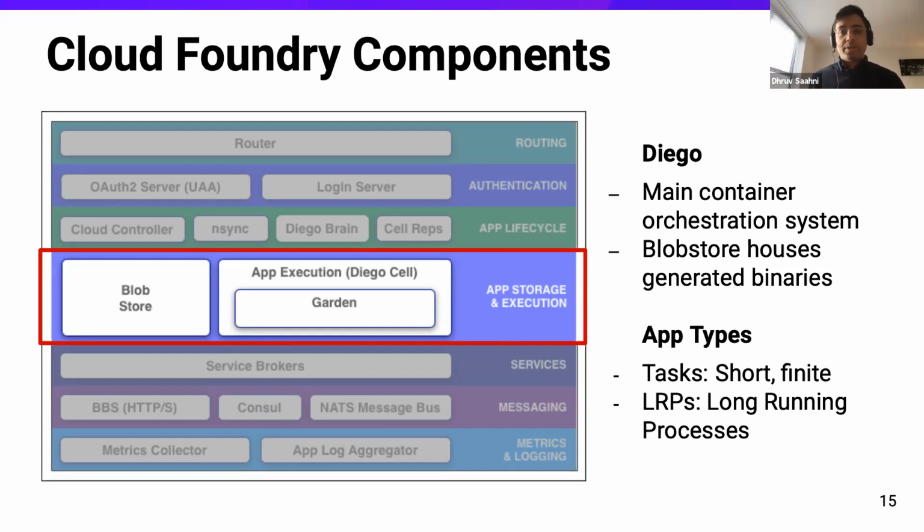And the blob store that is attached to Diego is used to actually store all the generated binaries when you do a CF push. So every time you do a CF push, essentially in a nutshell, what happens is your application files are packaged and put on the blob store into immutable artifacts, so that if you ever scale into multiple app instances, you don't have to redo CF pushes. It's using the artifacts in the blob store.